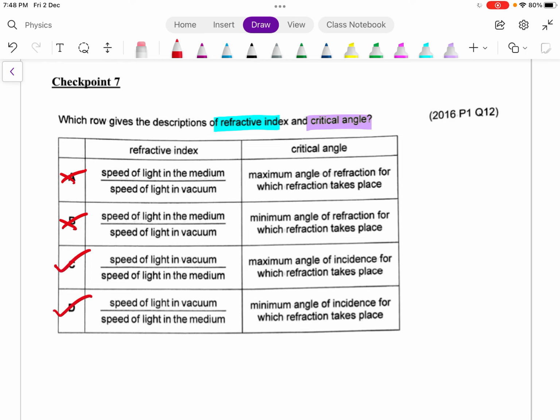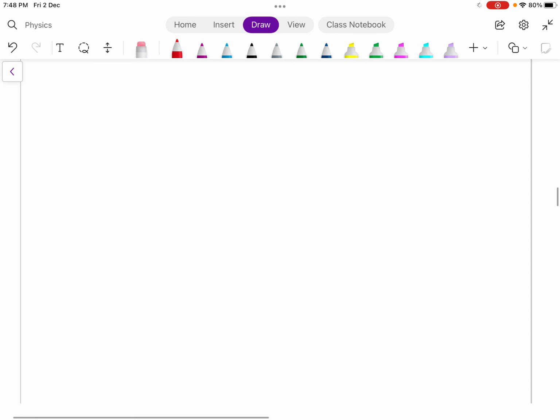D also seems fine. Okay, let's take a look at critical angle. The critical angle is actually the maximum angle of incidence for which refraction can take place. So this is option C. So what is D? D is the minimum angle of incidence for which refraction takes place. This is actually wrong. So the answer for this will be C.